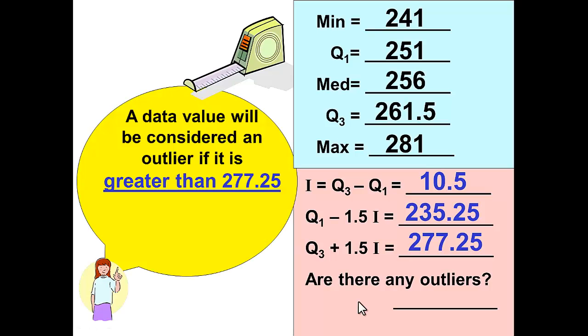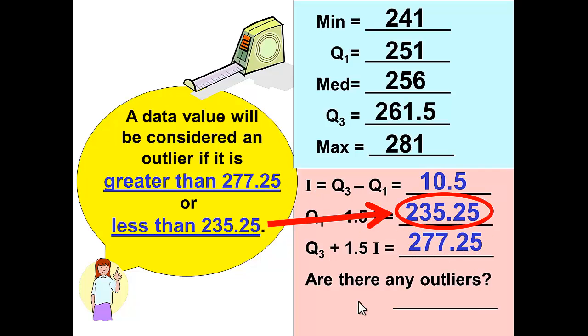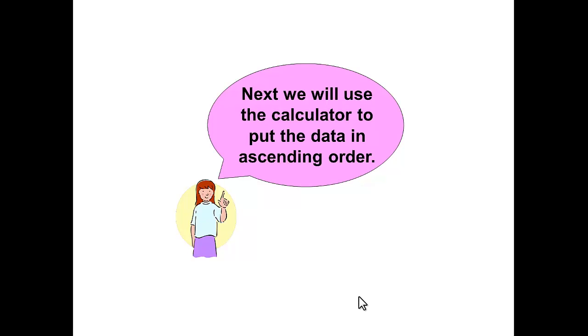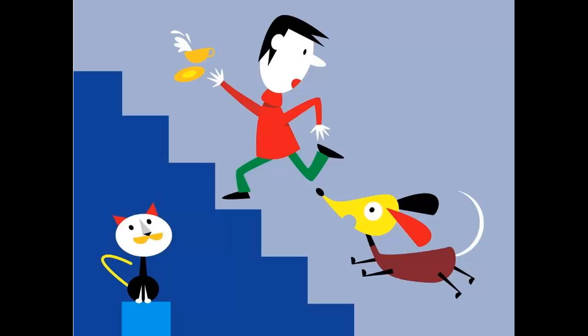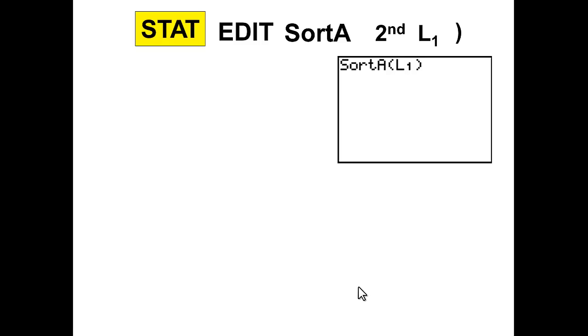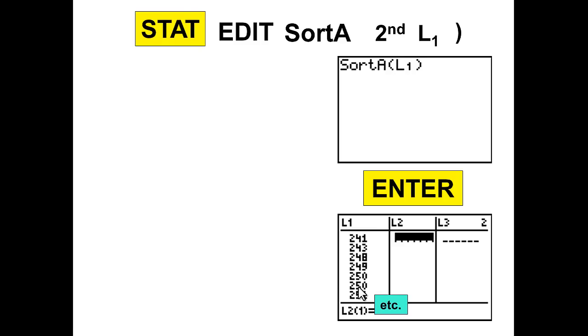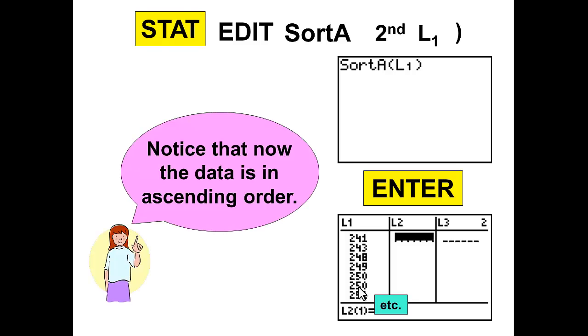Are there any outliers? We will consider an outlier if it's greater than 277.25 or less than 235.25. Next, we can use the calculator to put the data in ascending order. Think about going up a set of stairs, ascending a set of stairs. On the calculator, you will type stat, edit, and under edit, sort A, choose that, then second, list 1, and close your parentheses. Your screen should look like this. Then when you press enter, nothing will happen, and your data will then be in order, and we can go back to stat and then edit, and our data is now in order.